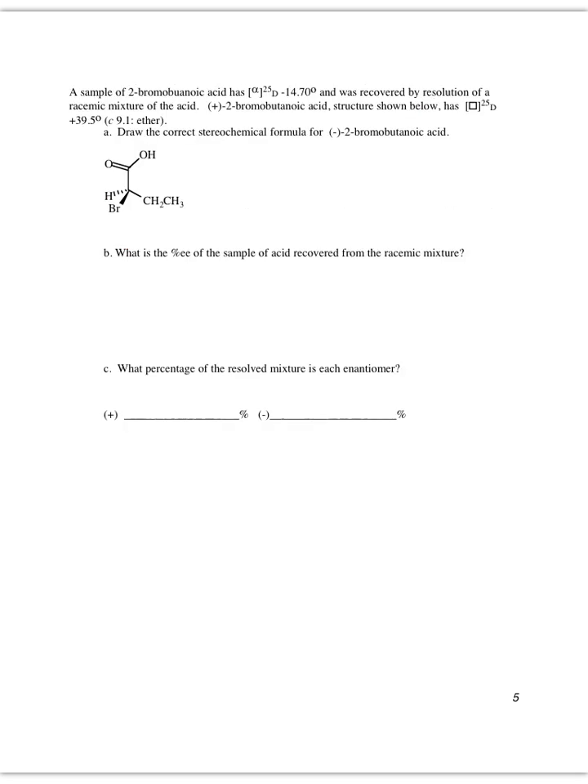Okay, the next one says a sample of 2-bromobutanoic acid has a specific rotation of 14.7 in the negative direction, plus 2-bromobutanoic acid structure shown below has a specific rotation of 39.5. Draw the stereochemical formula for minus. So can we draw the mirror image of this? Hope so. Going to have the ethyl coming towards the mirror, the hydrogen going back, the bromine coming towards, then our acid. So there we have the correct stereochemical formula for minus 2-bromobutanoic acid.